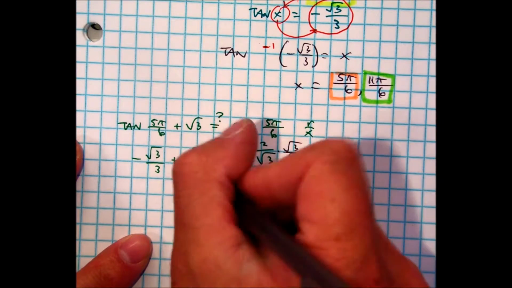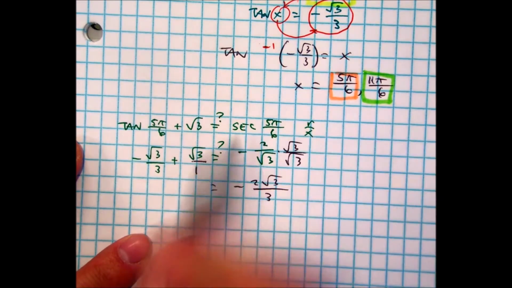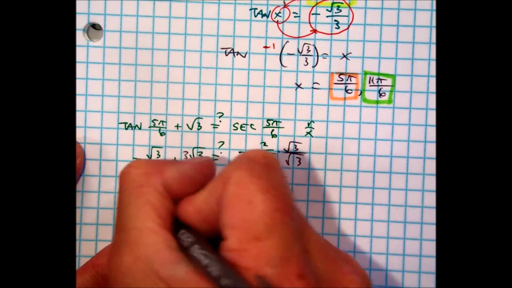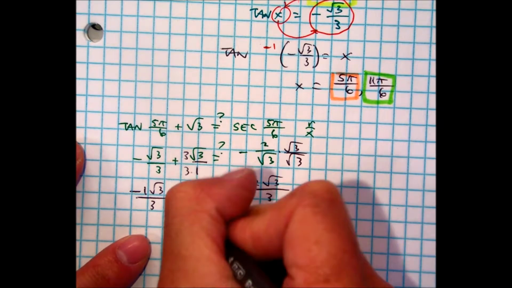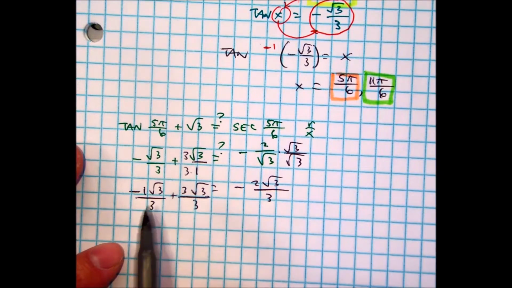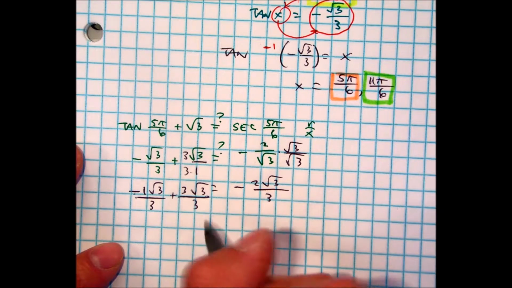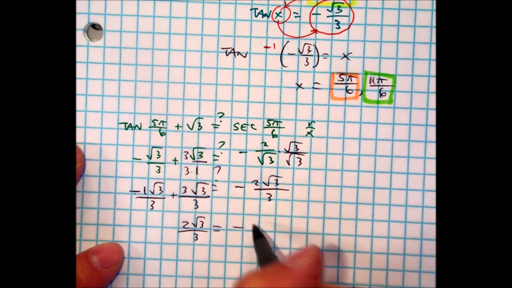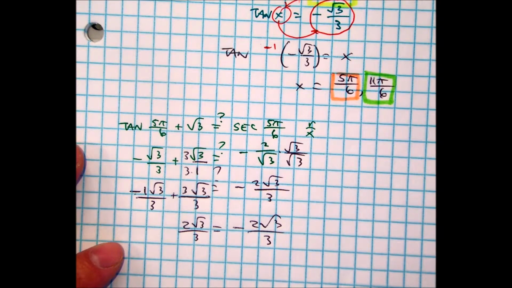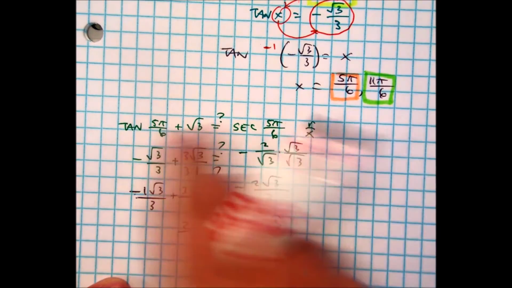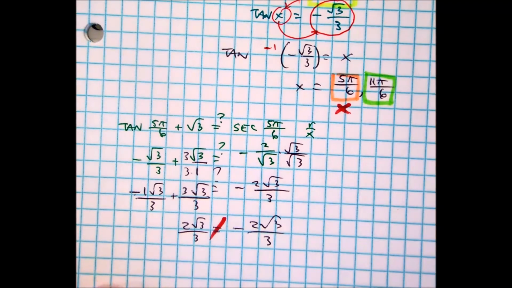On this side, I'm going to make it a fraction by putting over 1. I can add these because I have a common denominator, so I can just multiply by 3. I get negative 1 radical 3 over 3 plus 3 radical 3 over 3. And all I have to worry about is the coefficients. Negative 1 plus 3 is what? 2 radical 3 over 3. Class, are these equal? No. One's positive, one's negative. Which tells us that 5 pi over 6 is not a solution to the original equation.